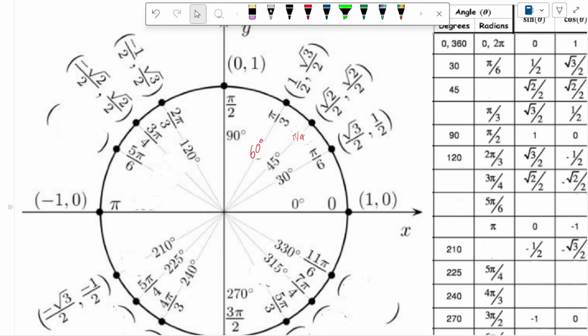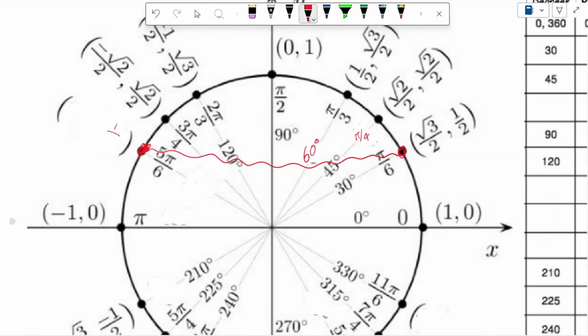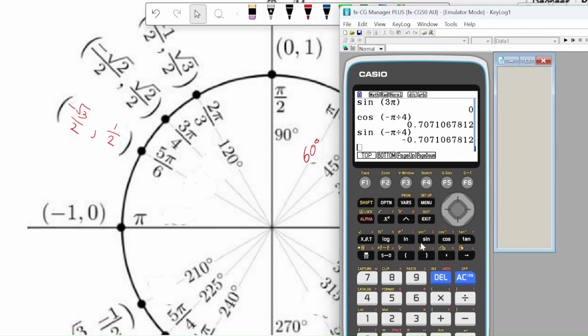So this point here is across from that point there. So I'm expecting the height to be the same at a half. And I'm expecting the x value to be the same but negative, so minus root 3 over 2, just like that. So in theory, if I do cos of 5 pi over 6, that should give me that x value that we're talking about there, minus root 3 over 2.